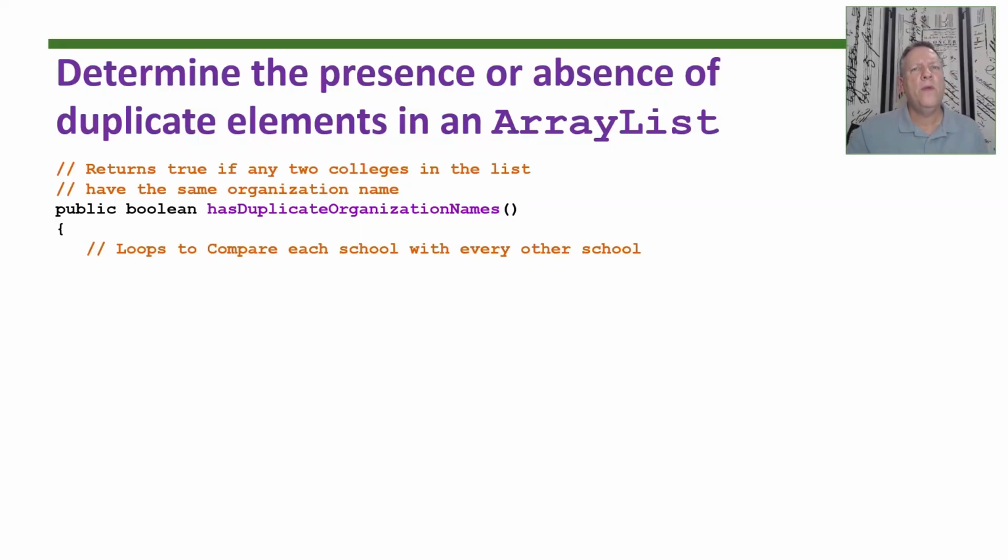So we're going to loop through and compare our school with every other school in the list. Now think about how we need to do this. We're going to probably need 2 loops, but think about the structure of how those loops are going to work in order to compare each school against all the other schools.